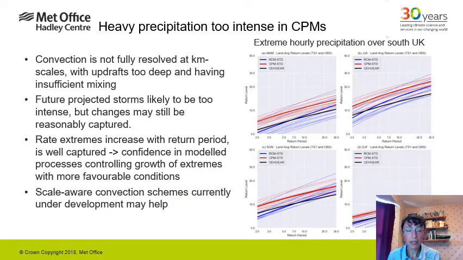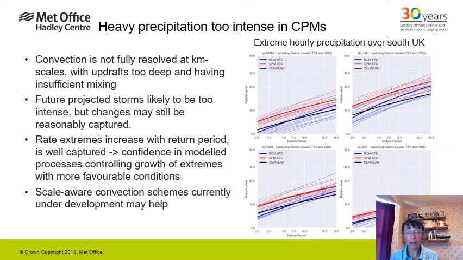Now, in these models, what we tend to find is heavy rainfall is too intense. And this is because the model, although high resolution, has a grid box of the order of 1 kilometre or so across. Really, convection happens at a much higher resolution than that, so the order of 100 metres or so. So we're not fully resolving convection, and that leads to heavy rain, the updrafts being too deep, and therefore we have too much heavy rainfall. And that's likely to be also true in our future projections. But does that mean the changes themselves are correct, or incorrect?